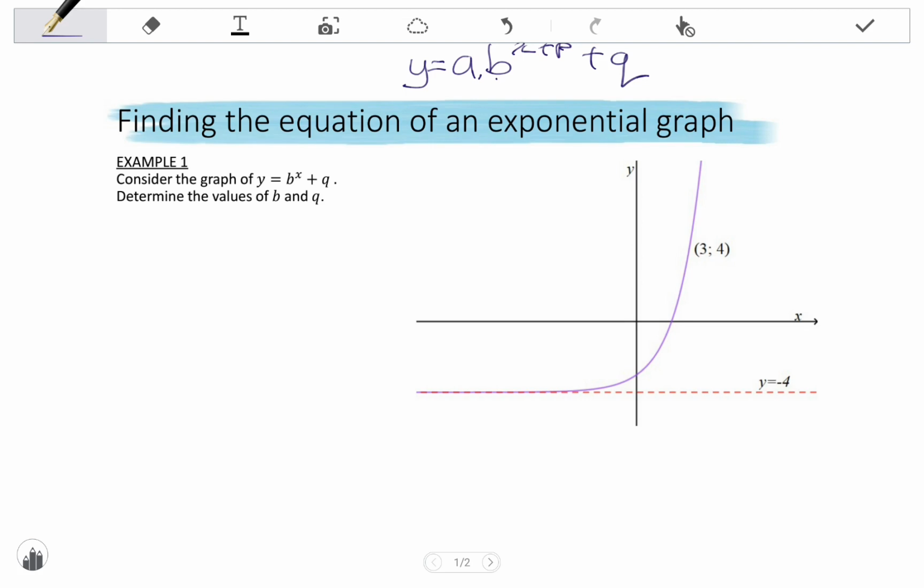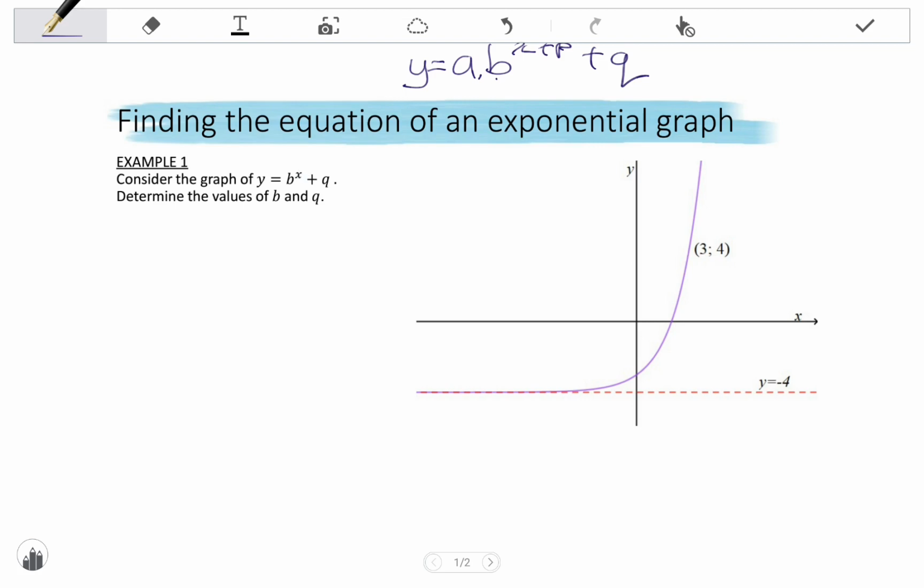Okay, so in example 1, it says consider the graph of y equals b to the x plus q. Determine the values of b and q. Now, if we look at this equation, we are actually given the value of a. A is the invisible 1. And the value of p, because nothing is added or subtracted to x, p is 0.